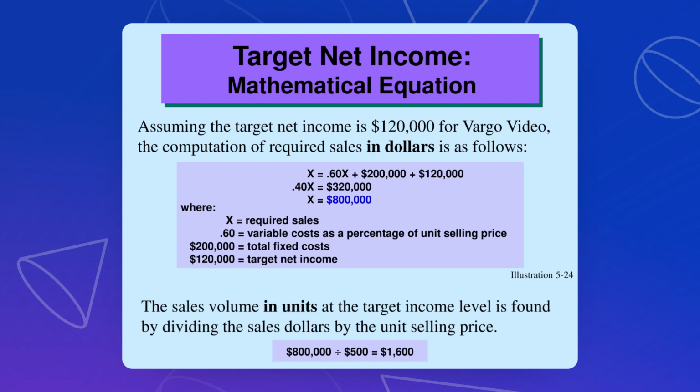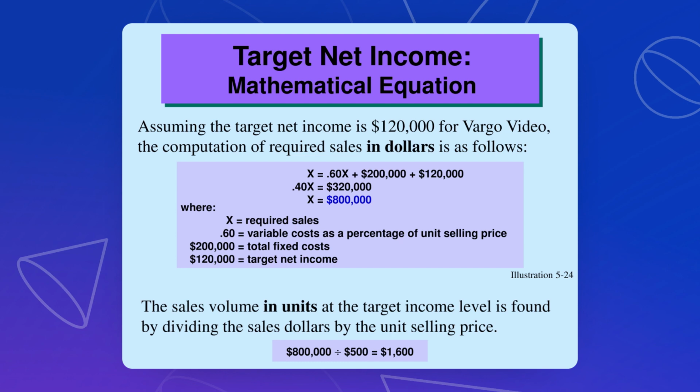How do we compute for the 320? 200 plus 120. So, how much would be the x? X here is 800,000. Okay? So, our x here is worth 800,000. How about in terms of per unit? 800,000 divided by 500 and you have 1,600. What is the 1,600? That would be your units. Sorry, that was a mistake. It should be 1,600, not in dollars. It should be in units.